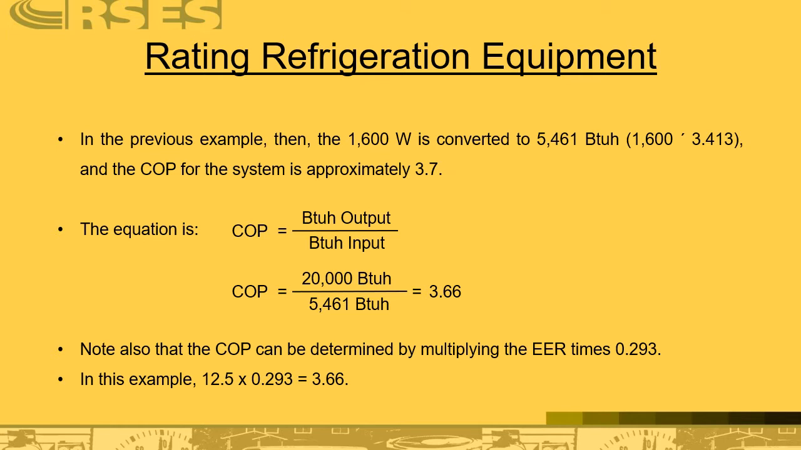The equation is expressed as follows. COP equals BTU output over BTU input, so you divide one into the other. The 5,461 BTUs per hour into 20,000 BTUs per hour, you come up with a number of 3.66. Notice that the coefficient of performance is also determined by multiplying the EER times 0.293. In this example, 12.5 times 0.293 equals 3.66.